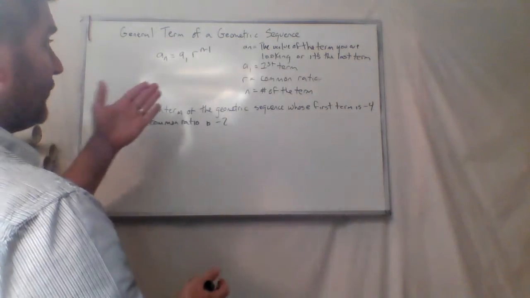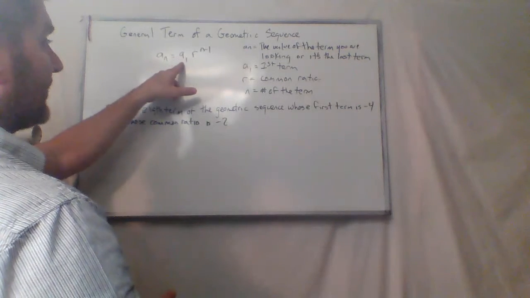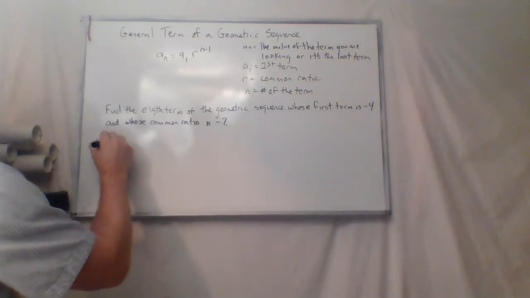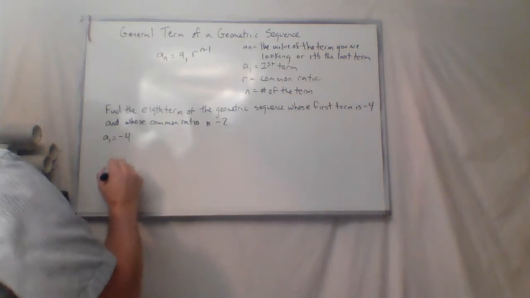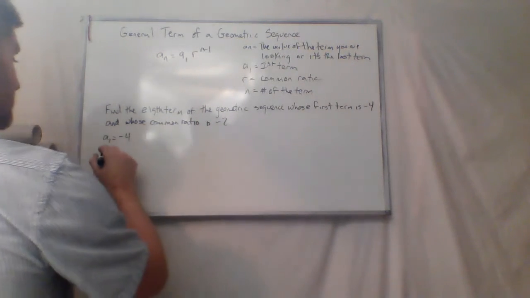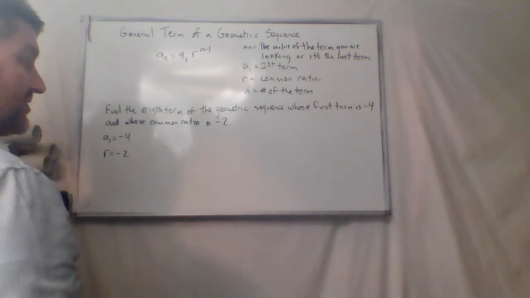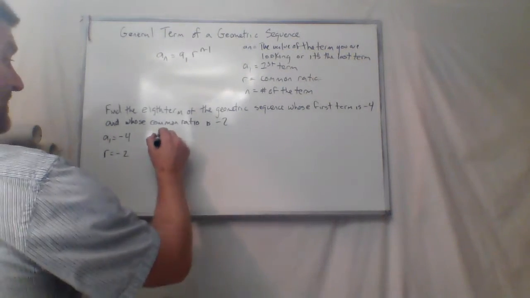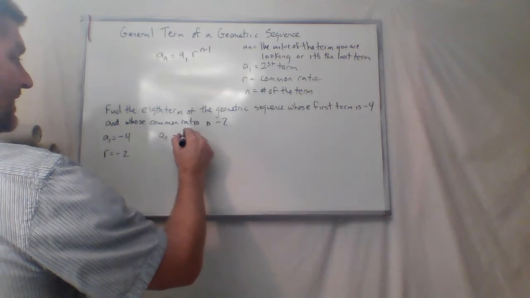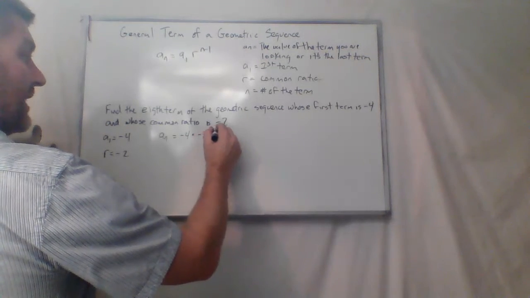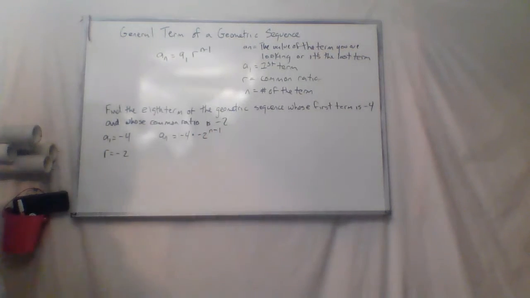So when we write the explicit formula, we're going to need values for A1 and R. When I look at this, it says the first term is -4, so that means your first term, A1, is -4. And R is a negative number too. So R is -2, you're multiplying by -2 to get to that term. So when I set this up, it's A sub n equals -4 times (-2) to the n minus 1. Now, I did make one big mistake here.